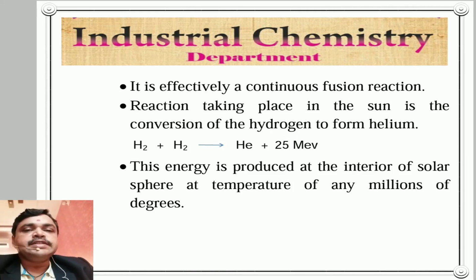According to Einstein's equation, E = Δmc², and this equation shows that hydrogen H2 plus H2 is converted into helium and it releases 25 MeV, 25 mega electron volts. So this energy is produced at the interior of the solar sphere at a temperature of many millions of degrees.